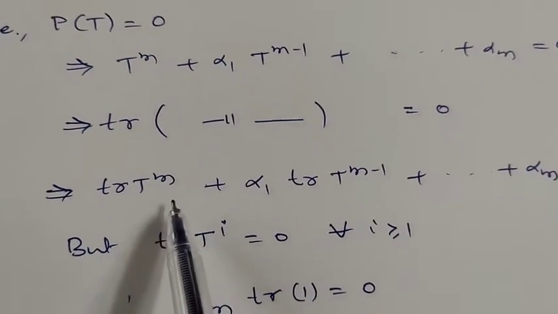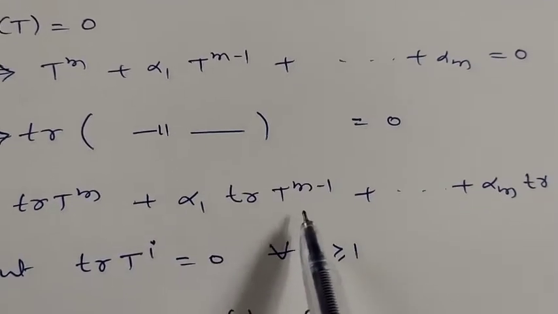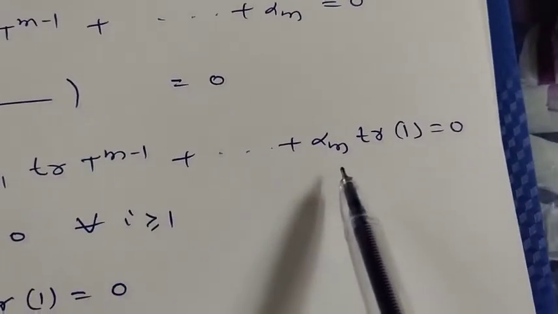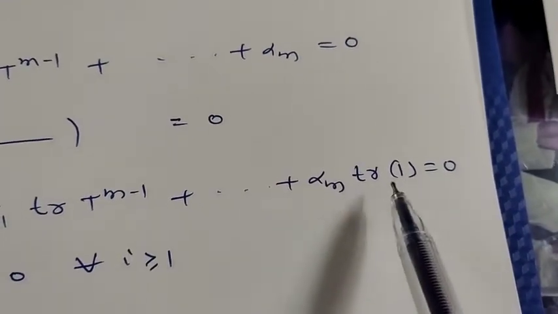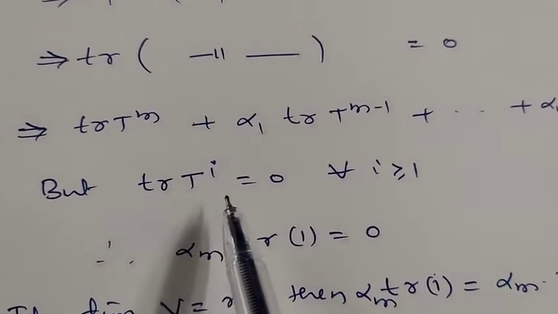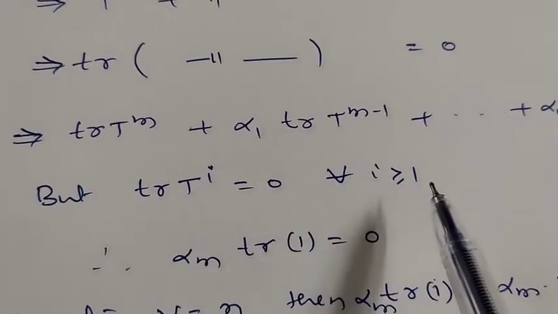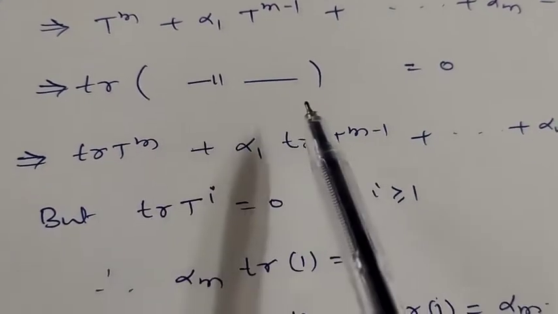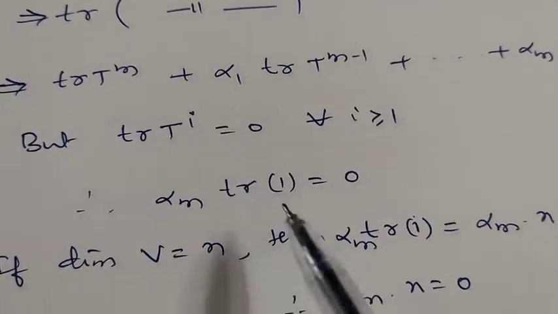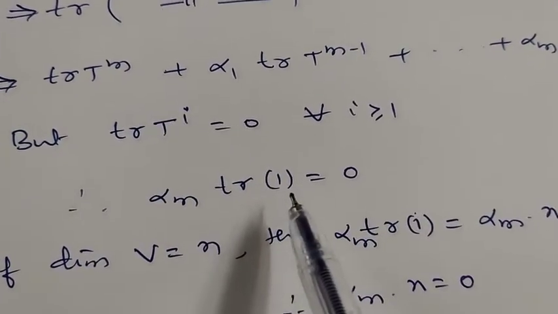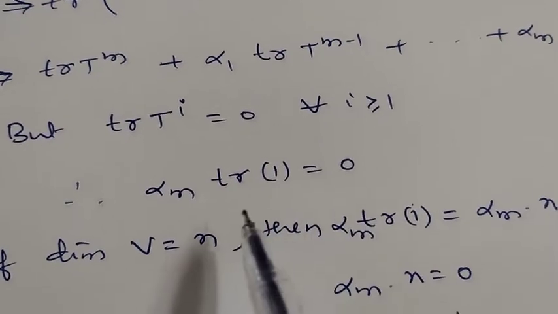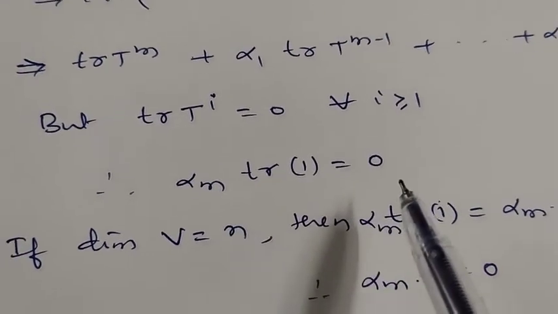So, trace of T power of m plus alpha 1 into trace of T power of m minus 1, etcetera, plus alpha m into trace of 1. But it was given that trace of T power of i is 0 for every i greater than or equal to 1. Accordingly, in the above expression, only alpha m into trace of 1 remains. Now, alpha m into trace of 1 is 0.